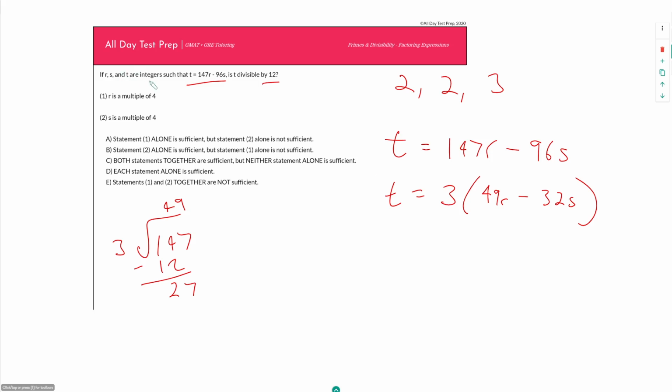Keeping in mind that r, s, and t must be integers is actually helpful, because that means 49r minus 32s must also be an integer. So from here, we know t is a multiple of 3. Now what that does is make this 3 appear irrelevant, because no matter what we are going to have it, we're just looking for our 2 2s. And so we can rephrase our entire question before moving on to the statements as just, is 49r minus 32s a multiple of 4?